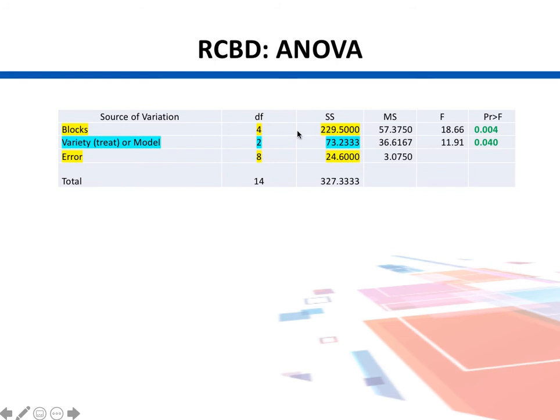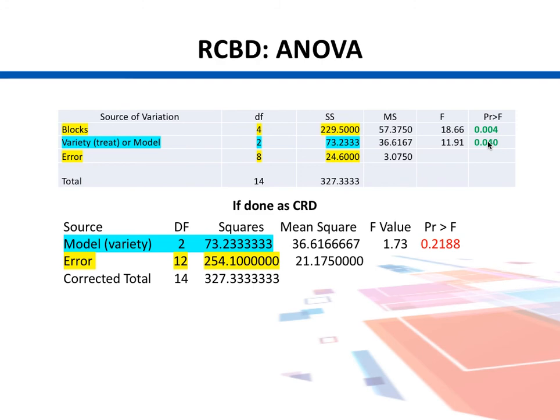Sum of squares divided by their respective degrees of freedom gives us the mean squares: the mean square for blocks, the mean square for variety or treatment or model, and the mean square for error. And then the two F values: mean square for blocks divided by mean square error gives us the F for blocks. Same way the F for variety or treatment is the mean square for treatment divided by the error term, and both terms are significant. So previously when we had done this as CRD, the results were non-significant.